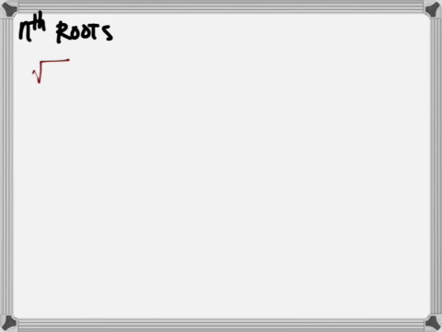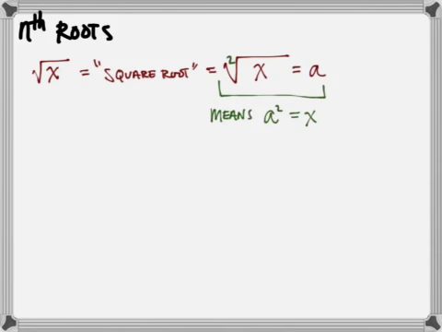Okay, we're going to talk about nth roots today. We're really familiar with our radical symbol for a square root. That's something they've used for a long time. So we implicitly have a 2 in the radical there, which means that if a is the square root of x, then a squared equals x, or a times a equals x. That's our notation.